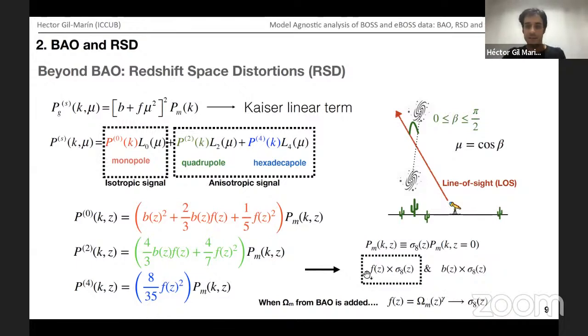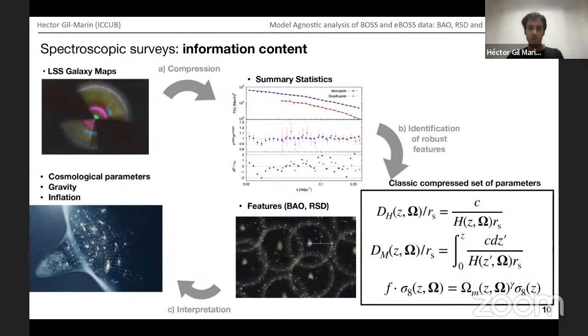Of course, if f is known, by assuming that we know omega m and we believe in GR, then this degeneracy between f and sigma 8 can be broken, and through redshift space distortions we could measure sigma 8. So far, I have been describing these three quantities.